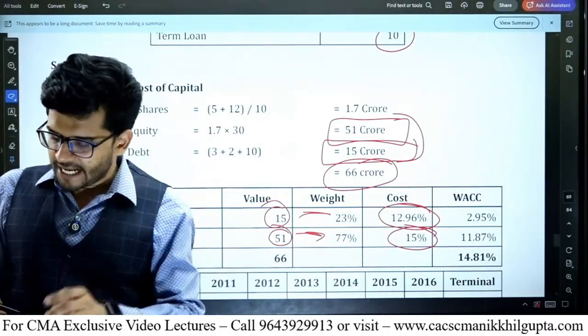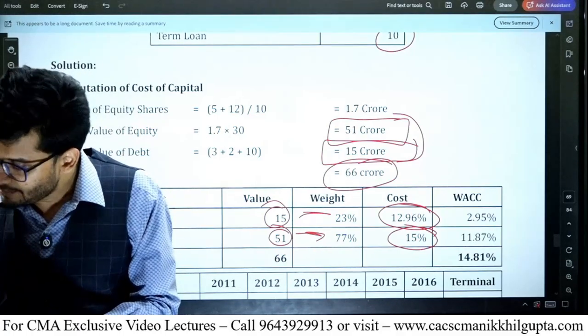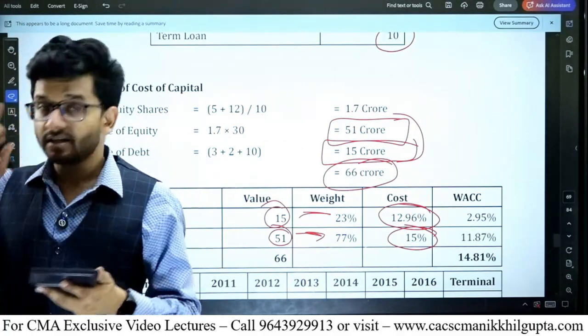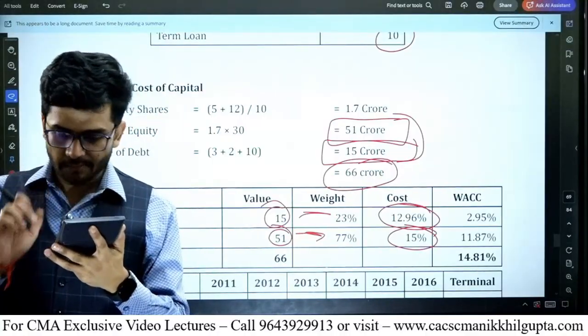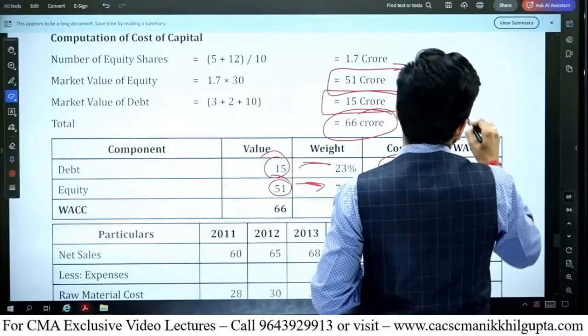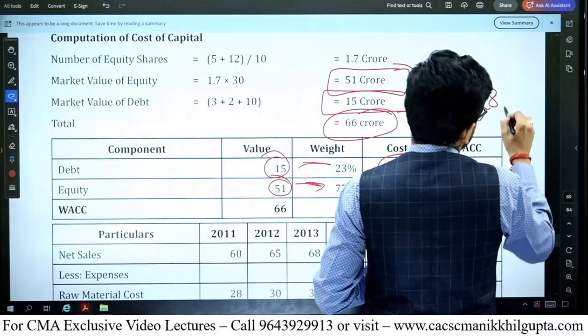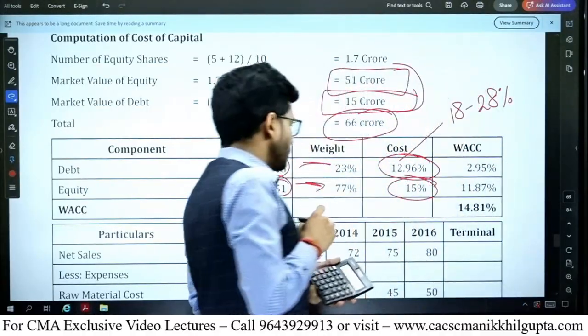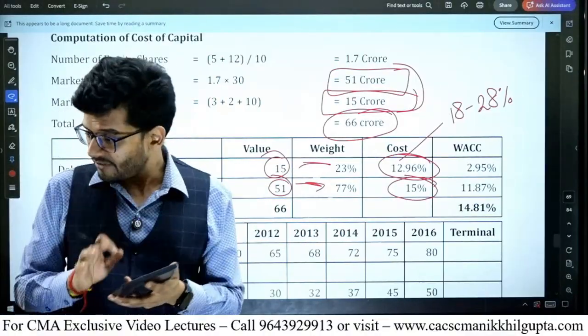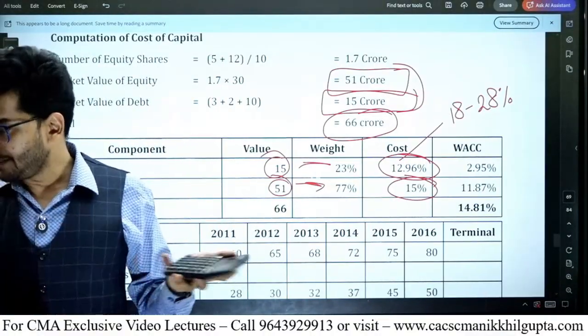Cost of debt pre tax is 18%. What is the tax rate? Tax rate is 28%. So 18% minus 28% gives me a cost of debt of 12.96%. Okay, and this cost of equity is calculated using the CAPM model, guys.